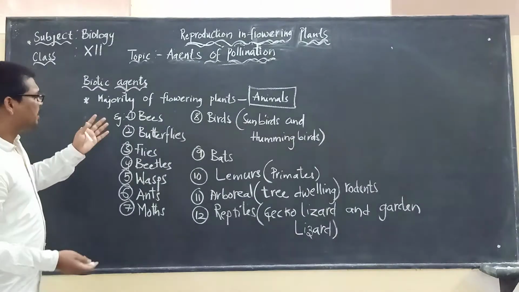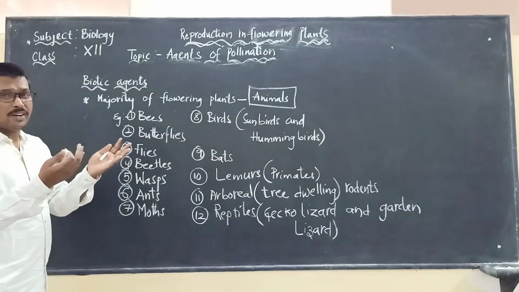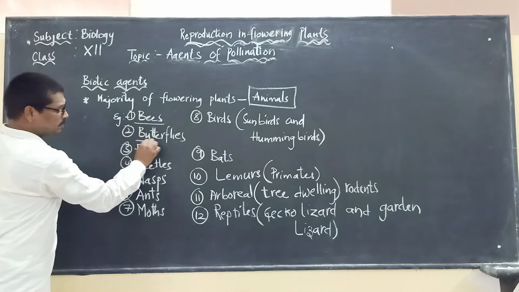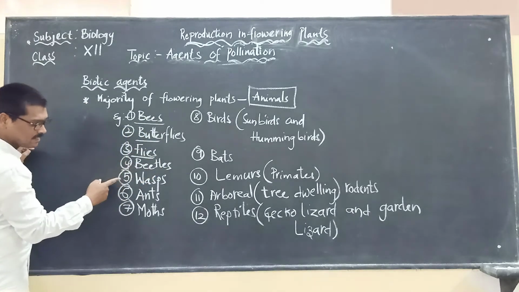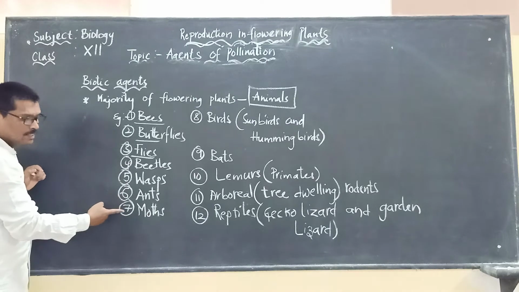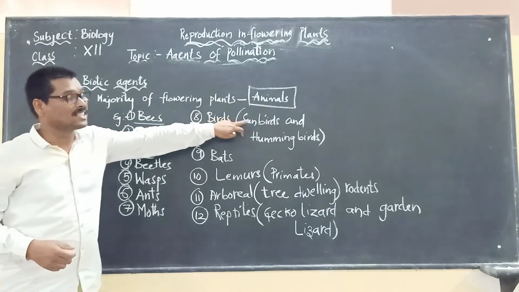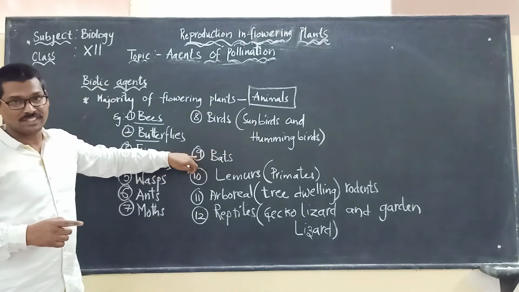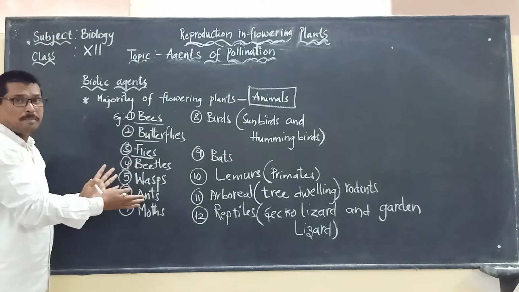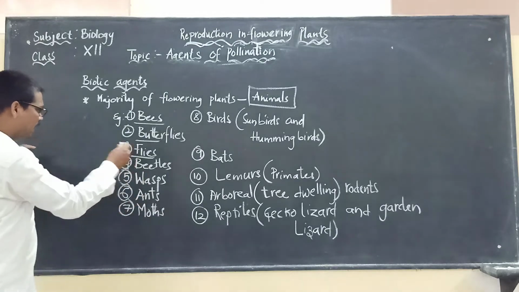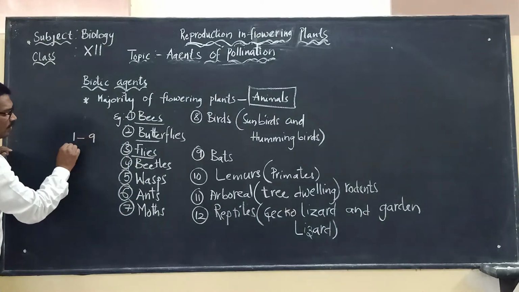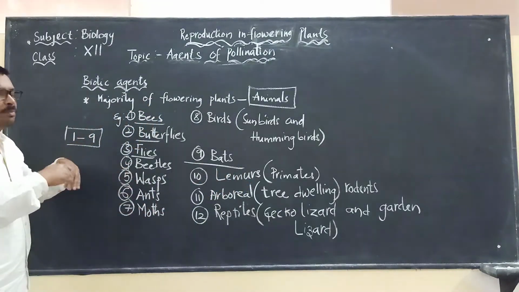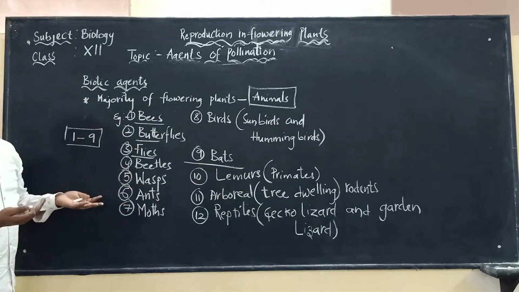So what are these animals or organisms that come under biotic agents? They can be insects like bees, butterflies, flies, beetles, wasps, ants, moths, and birds like sunbirds. Common ones are sunbirds, hummingbirds and bats. Looking at 1 to 9, these are the most common pollinating agents involved in the process of pollination.